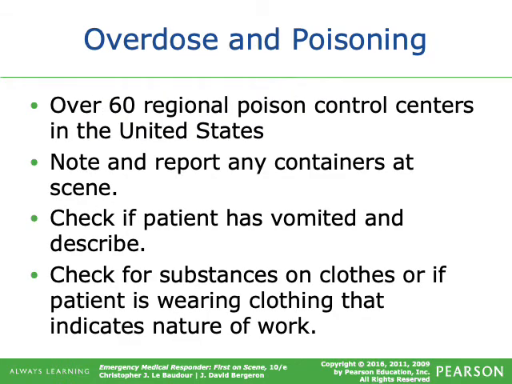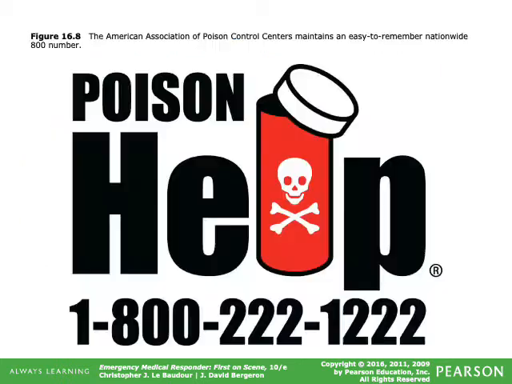Alright, there are over 60 regional poison control centers in the United States. Note and report any containers at the scene. Check if the patient has vomited and describe the vomit. Check for substances on clothes or if the patient is wearing clothing that indicates the nature of work. Alright, this is the number for poison control. Might be a good idea to actually jot that down just in case you ever need it.